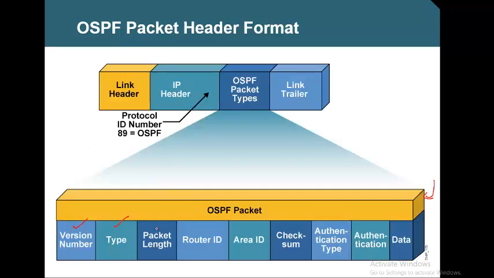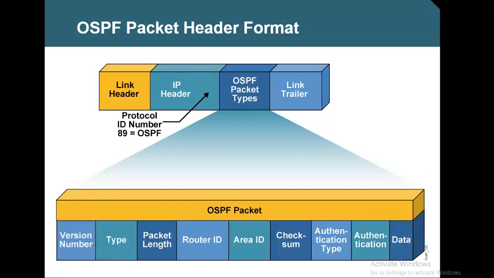And then the packet length, the size of the OSPF header, the router ID, the area ID, checksum to provide integrity, authentication type 0, 1, 2, authentication string, and then if it is an OSPF hello packet, you will see router ID, area ID, subnet mask, all that information like neighbors, all that information as data. If it is DBD, data will be different. If it is LSA, LSU, data will be different.